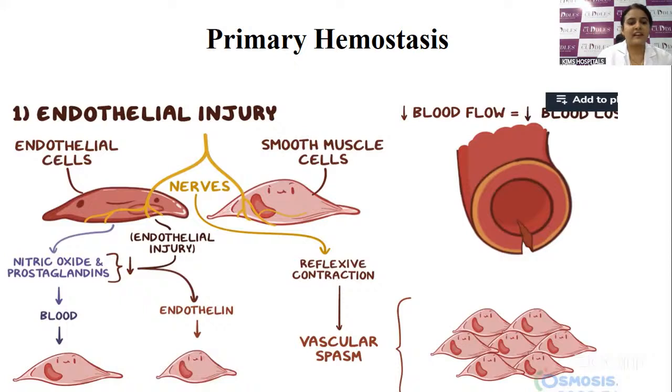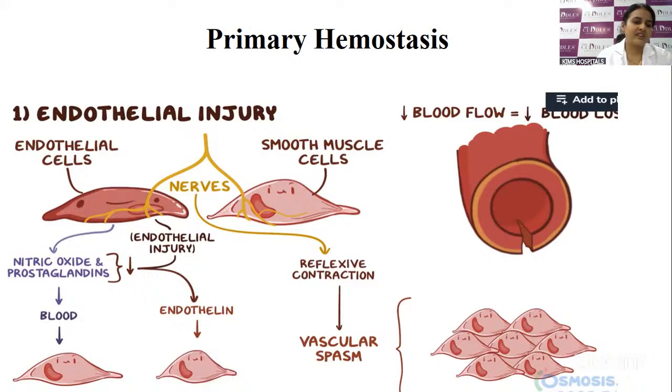The first step is the endothelial injury. When there is an injury, the exposed endothelial cells, the nerves that are connecting these endothelial cells and the smooth muscle cells detect this injury and trigger the reflexive contraction of the smooth muscle cells, leading to vascular spasm and resulting in decreased blood flow and blood loss.